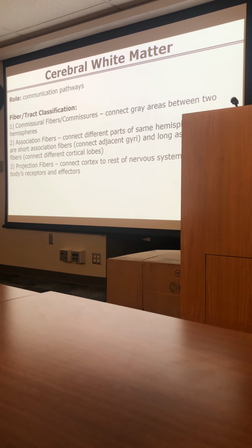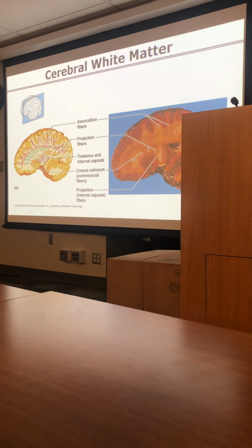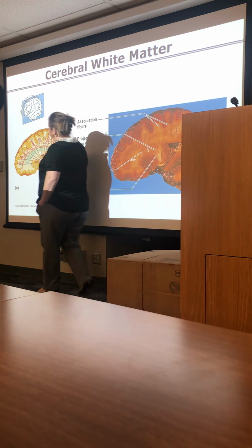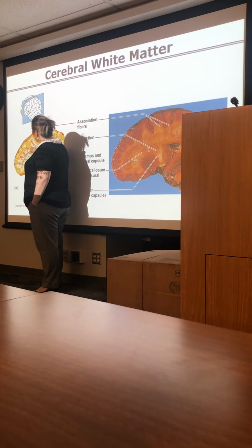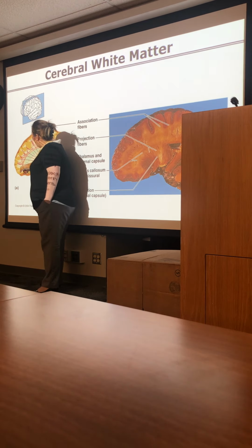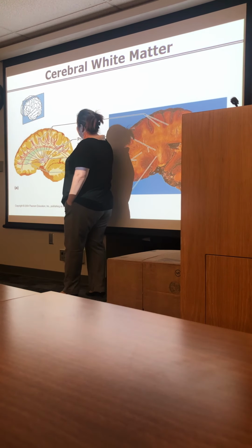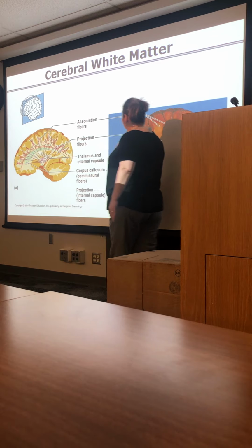We also have association fibers. Association fibers connect different parts of the same hemisphere. There are short association fibers, so if you want to connect one gyrus to the next gyrus, that's a short association fiber. There are also long association fibers that connect one lobe to the next lobe. So lots of communication going on. So we're going to see these association fibers. These are short association fibers, connecting one gyrus to the next one here. Here are long association fibers connecting the frontal lobe to the occipital lobe.